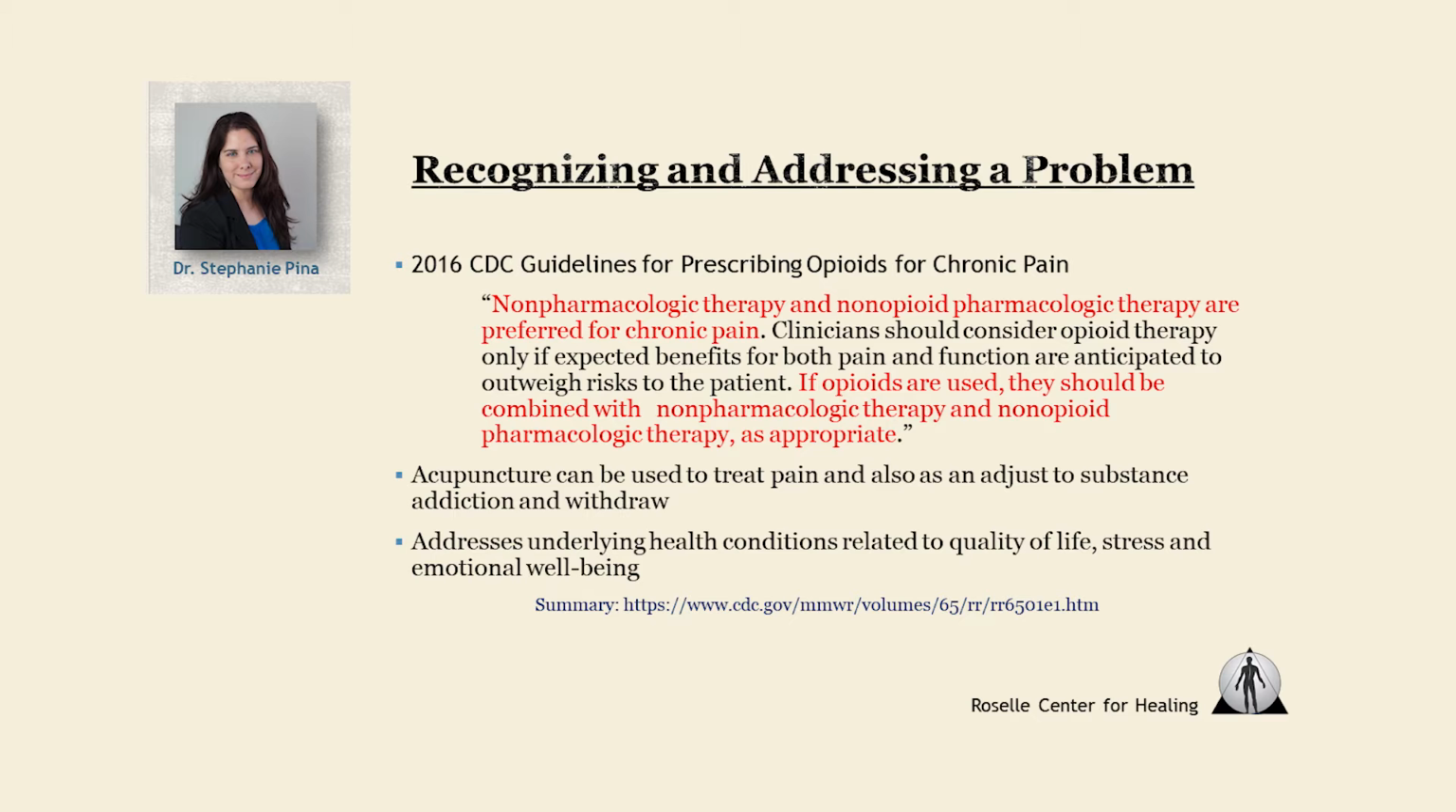Acupuncture is great to fit into this category also because it's not only been used and shown effective to treat chronic pain and acute pain, but it's also been used as an adjunct treatment for treating opiate and different substance withdrawal symptoms. It's an adjunct treatment because it's used along with other types of treatments that they use in pain management clinics or detoxification centers. But acupuncture also can address the underlying health conditions that might be related to quality of lifestyle, stress, and emotional well-being, which may be a major factor that was overlooked when pharmaceuticals were simply given to deal with pain management.